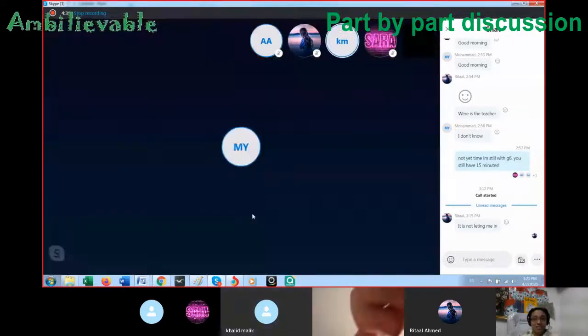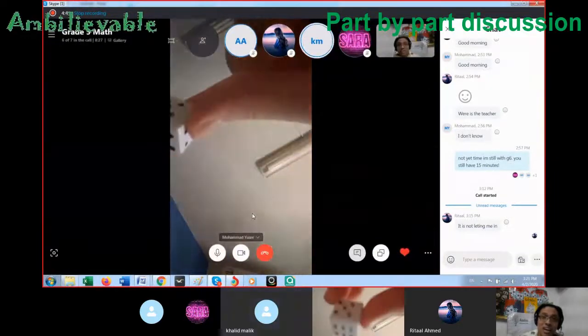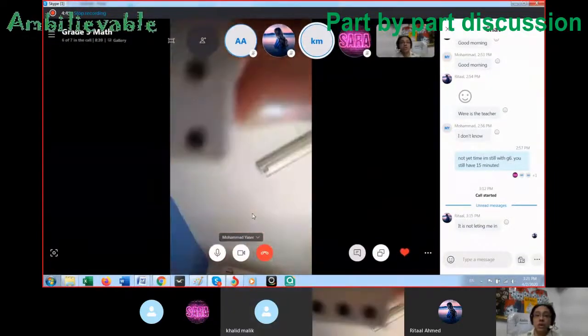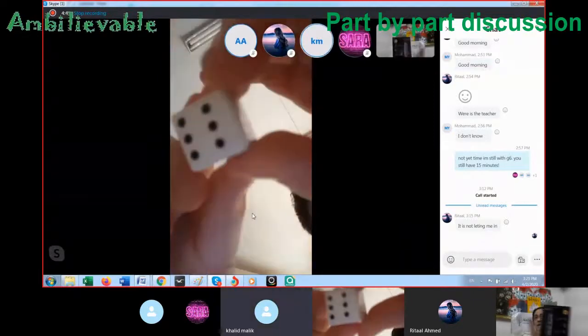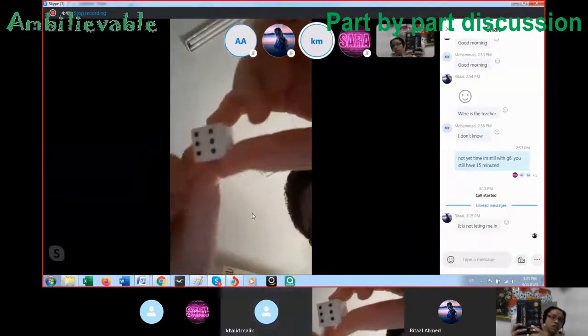1, 2, 3, 4, 5, 6, 7, 8, 9, 10, 11, 12. Okay. So this is a dice. Yes, that's a dice. Yes, that's correct. Count the edges. All of you, look at this one. All of you, can you see this one?